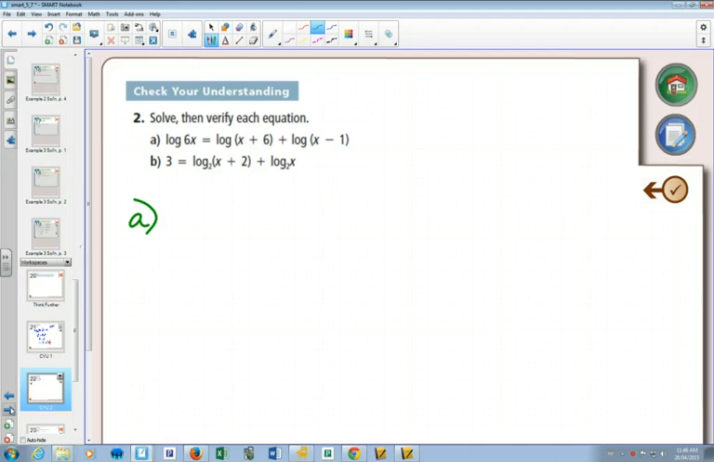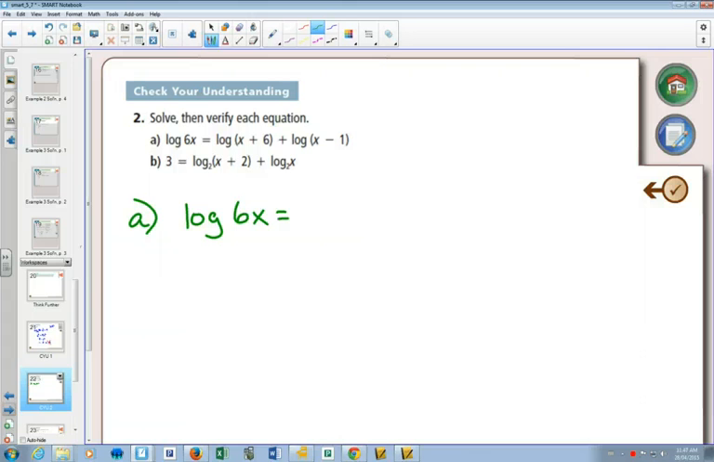For A, I'm going to show you two different ways. I'm going to show you the shortcut way first, and then I'm going to show you the way with all the steps that we did before, which was get things to be a single log and then change it to exponential form. Now, in the shortcut way for A, I'm going to rewrite log 6x.